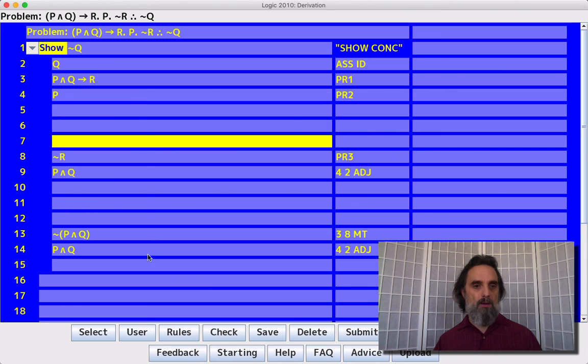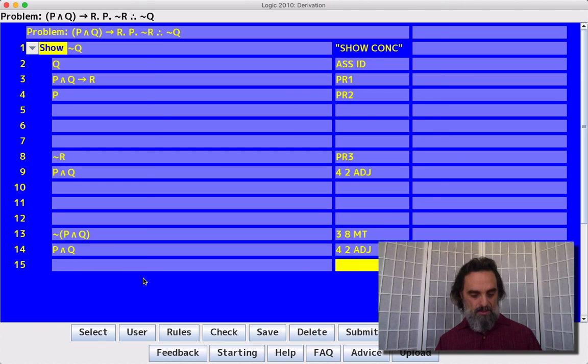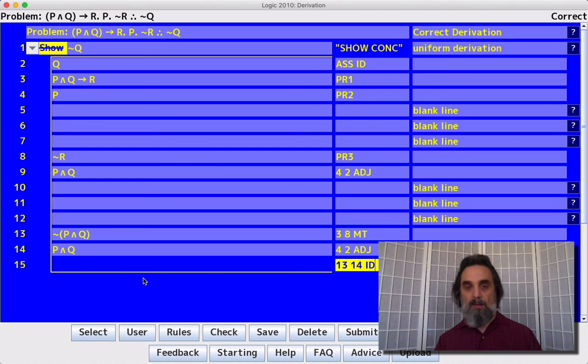Either of these are fine. Either way we get a contradiction, so they're both good. So, I don't know, let's do it with 13 and 14. And there we go.